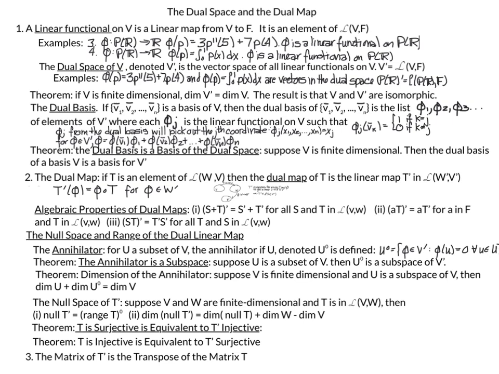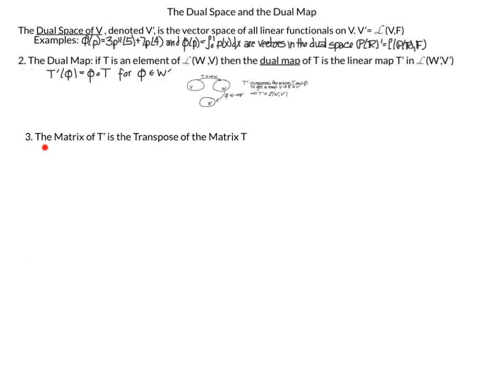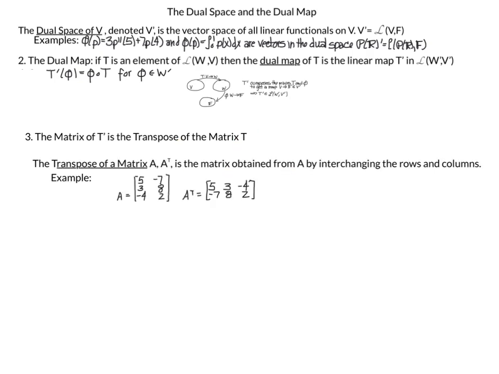Our very last topic is the matrix representing the dual map of T, and that will be equal to the transpose of the matrix representing the linear map of T. And here's the statement again: the matrix of the dual map of T is equal to the transpose of the matrix of T. The definition of the transpose of a matrix A, denoted with A superscript T, is the matrix obtained from A by interchanging the rows and columns.